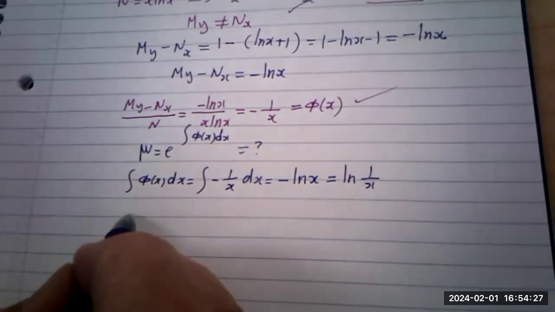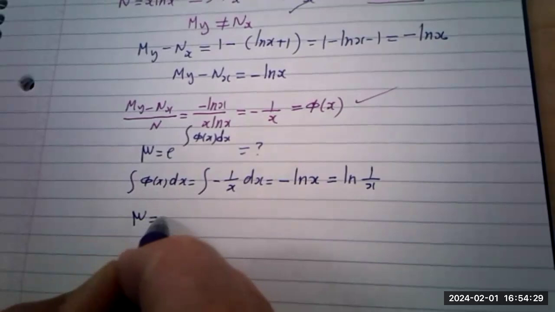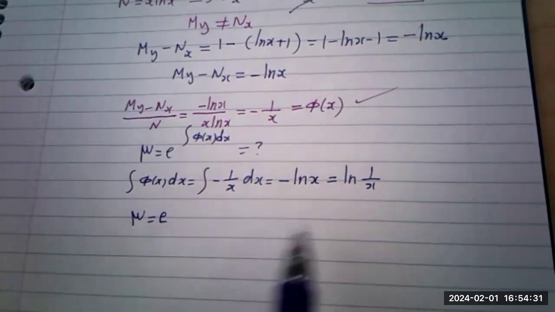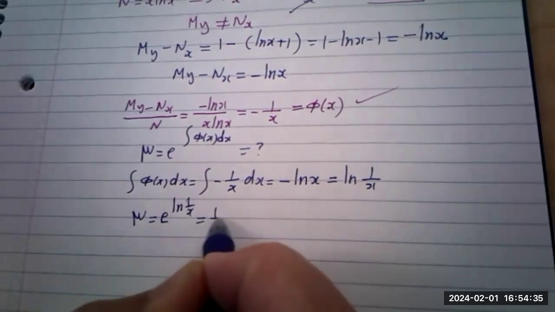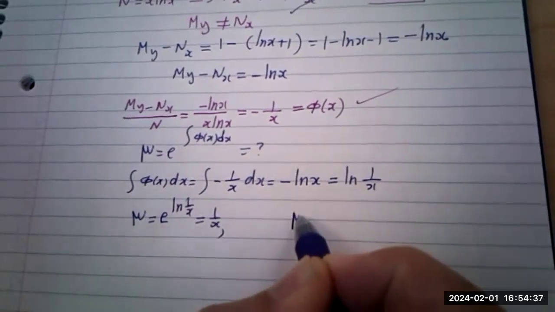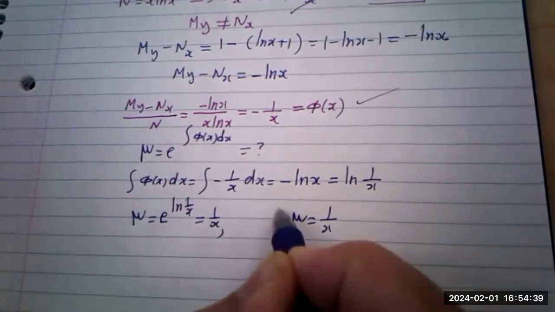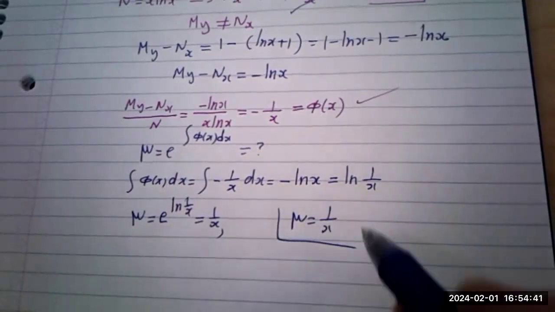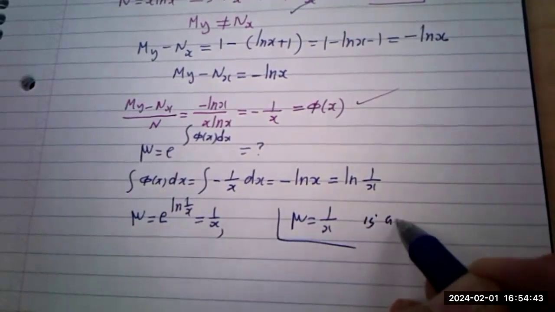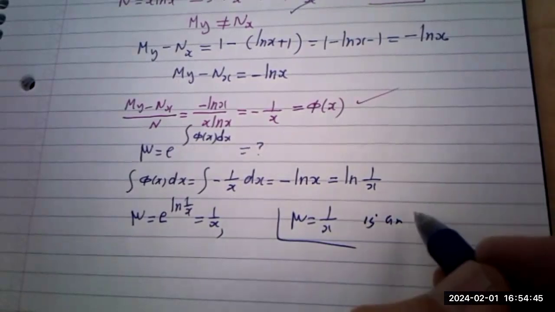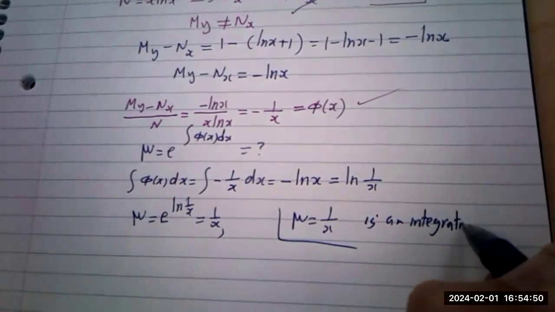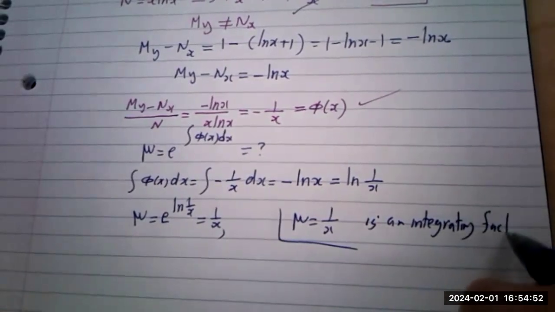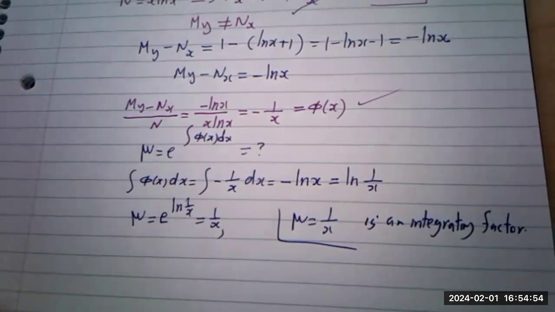So mu would be e to the ln of 1 over x. The result would be 1 over x. So mu equal to 1 over x is going to be an integrating factor. It's the way you are going to find the mu. Any question?